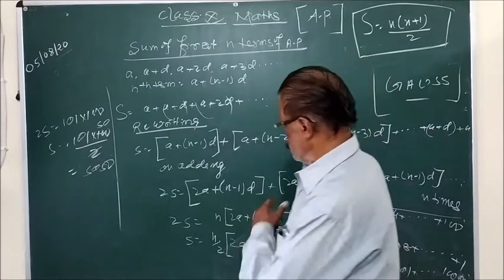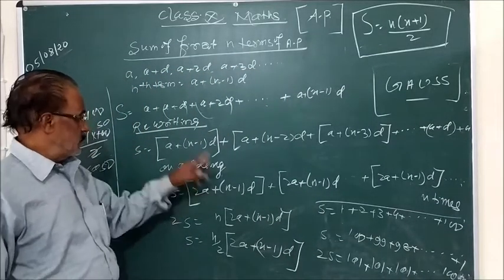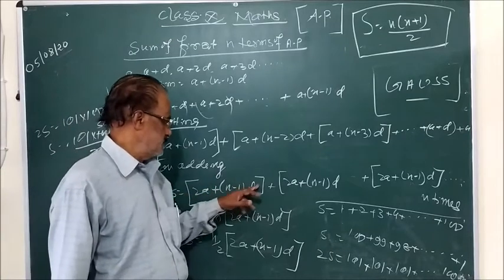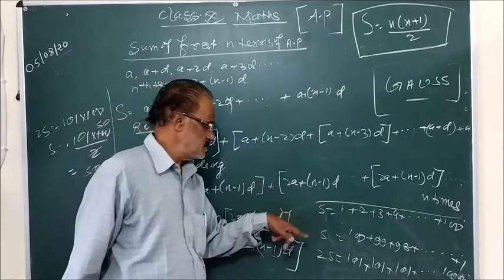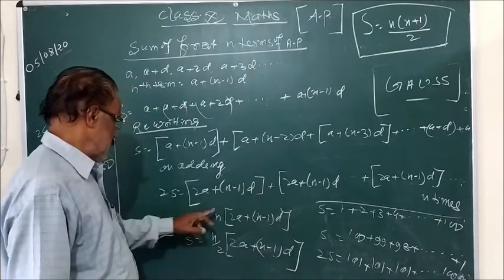On adding these two, the left side is 2S, and the right side will be 2a plus n minus 1 into d, each time. How many times? n times. So n times means 2S is equal to n into this.